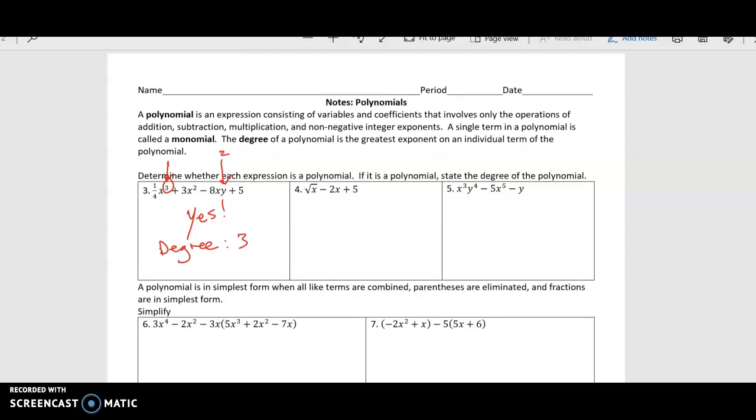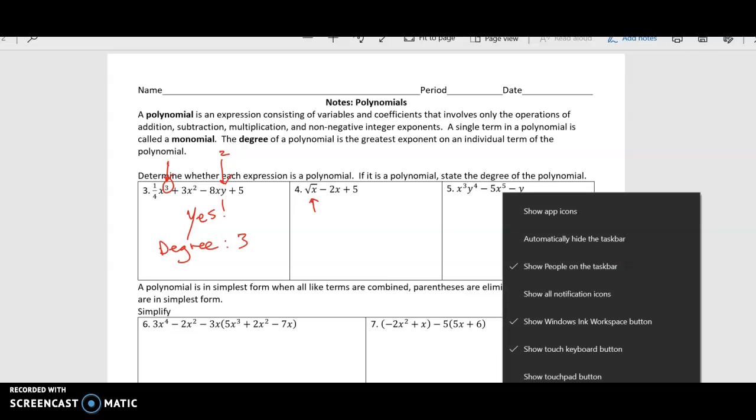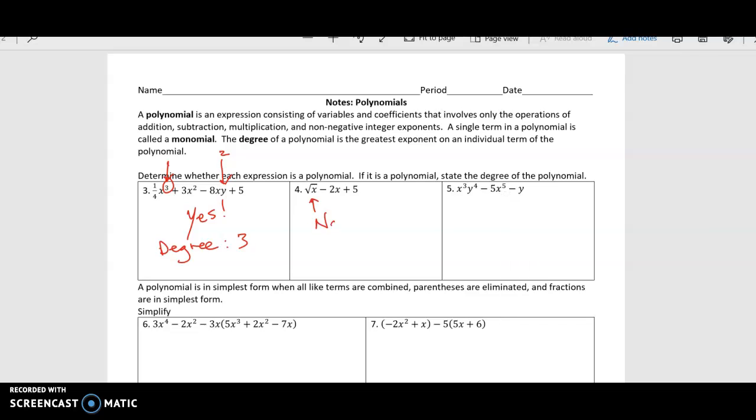In 4, our second example, we're in trouble because of the square roots. We'd say no, not a polynomial, and it's because of the radical symbol. What about this expression? Is this a polynomial? We've got variables raised to non-negative integers. It is.